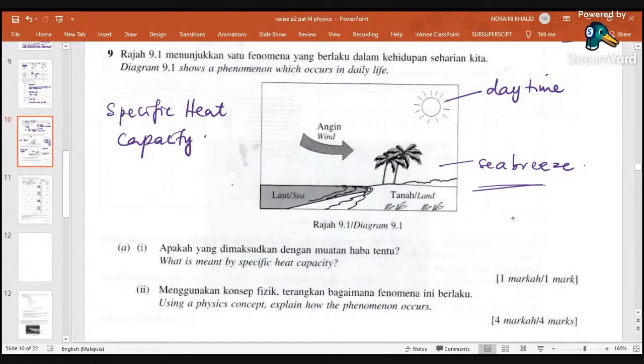Okay, I try to make it faster for this part. So normally for part (a), the related concept, law, or principle, that's the question for the first part. Normally it is the meaning or definition. Okay, what is the definition for specific heat capacity? So you need to memorize. The heat required.